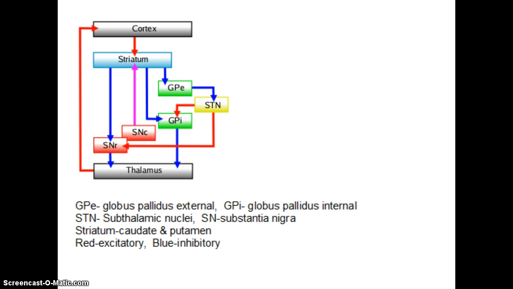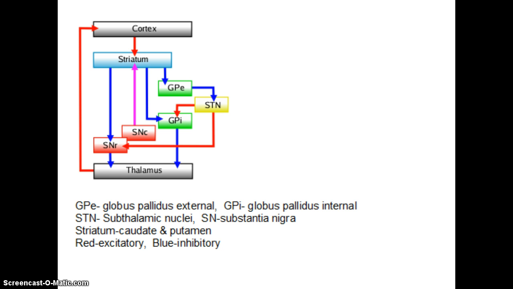You will see excitatory input coming from the cortex into the striatum, which, as you'll recall, is the caudate and the putamen. And then we're going to see some inhibitory connections from the striatum or the caudate and putamen to the globus pallidus, as well as to the substantia nigra. The subthalamic nuclei are going to receive inhibitory inputs from the globus pallidus, the exterior component, and send excitatory connections to the substantia nigra.